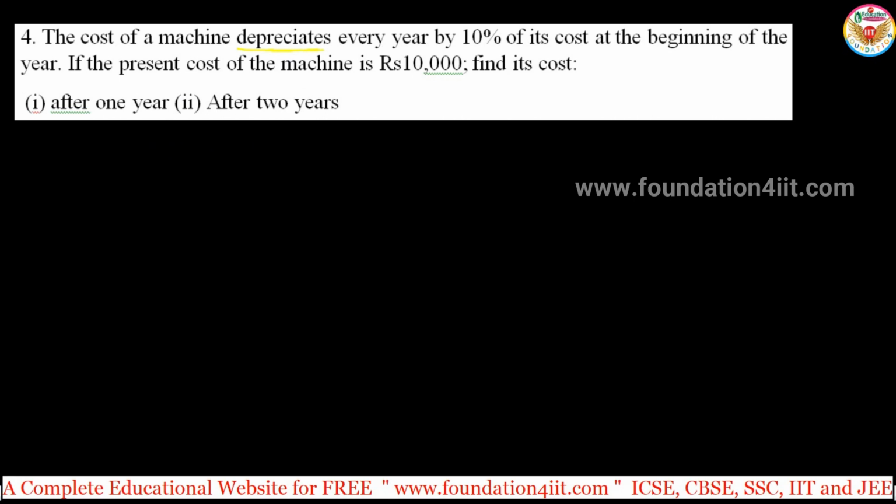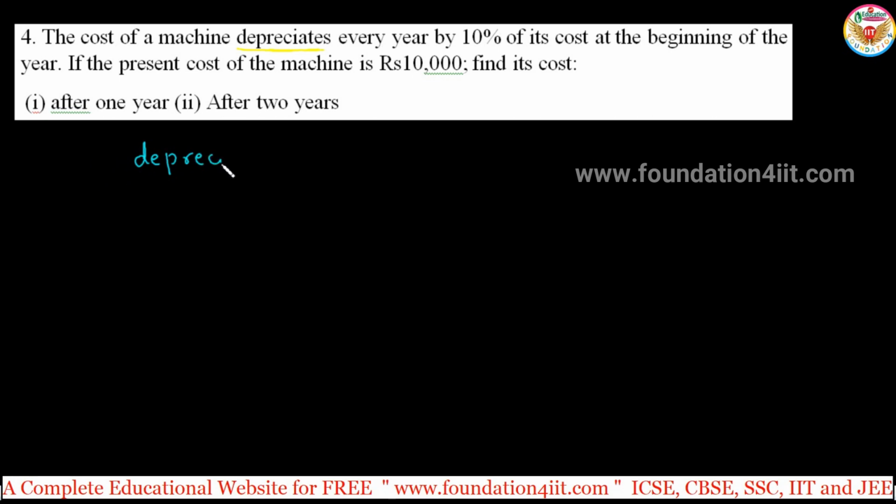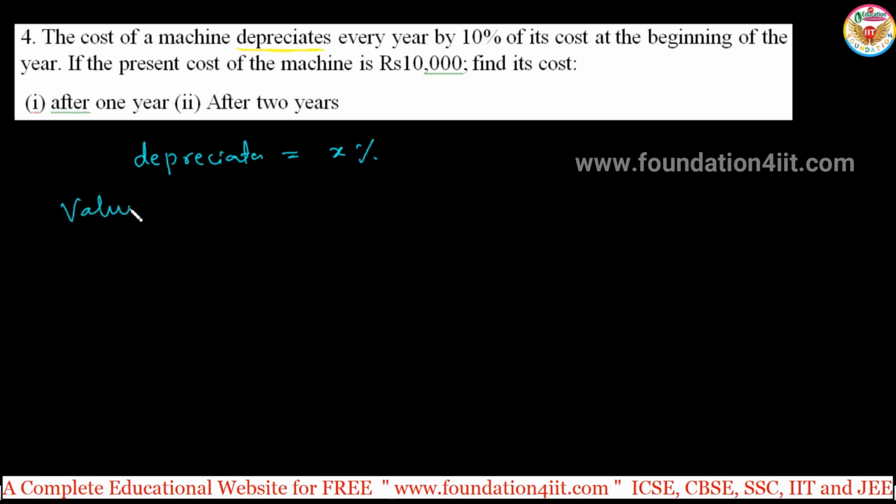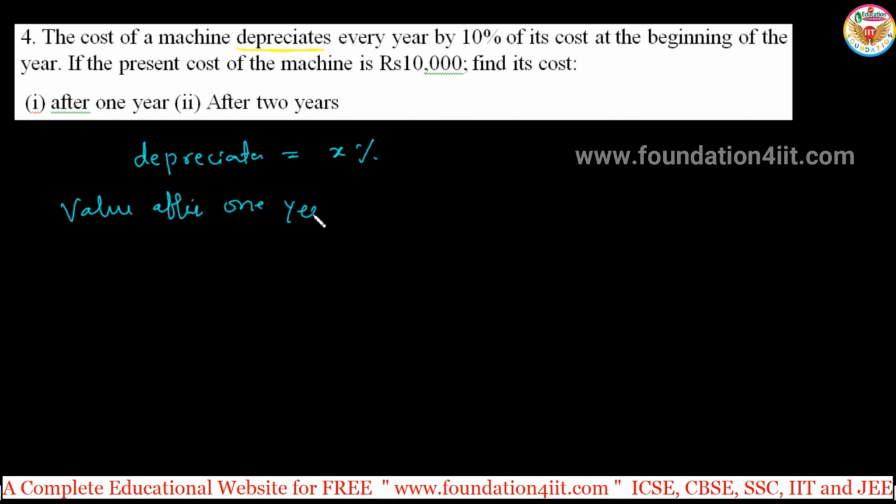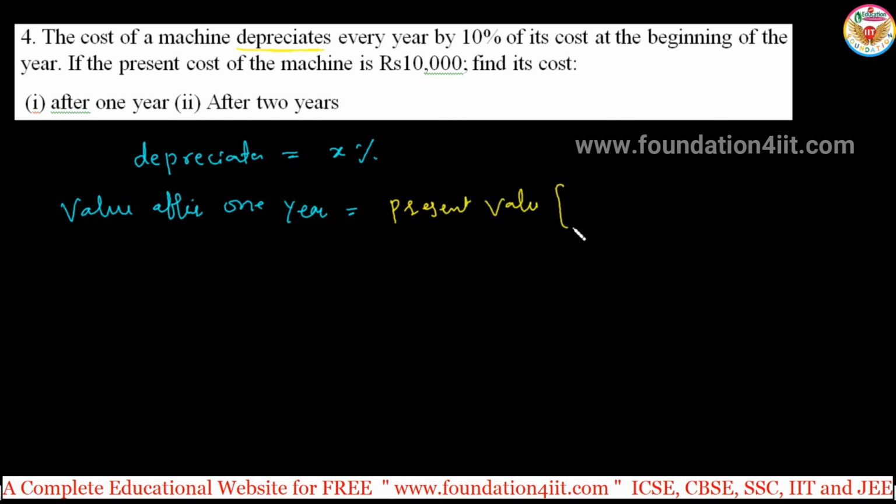I'll give two formulas first. When the cost depreciates by X% every year, depreciation means subtraction, minus. Then the value after 1 year is equal to the present value into the bracket 1 minus X by 100, where X is the percentage of depreciation. This is the value after 1 year.